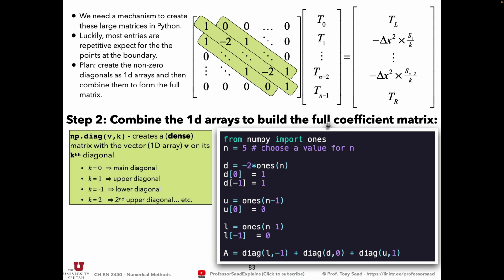Same for the lower. It's all 1s except the last entry. And then I combine them together with the diag routine and I build the matrix A. So for A, I'm going to take my main diagonal, place it with diag at location 0. And to that, I'm going to add the upper diagonal placed at 1 and the lower diagonal placed at negative 1. Each one of those is a matrix by itself. You add them together, it adds each entry and results in the full dense matrix.